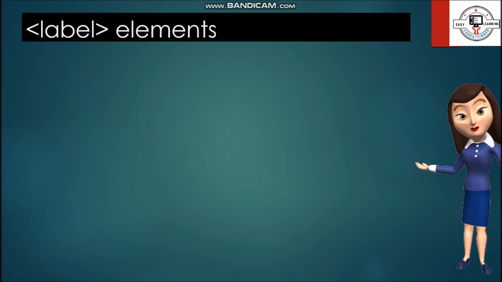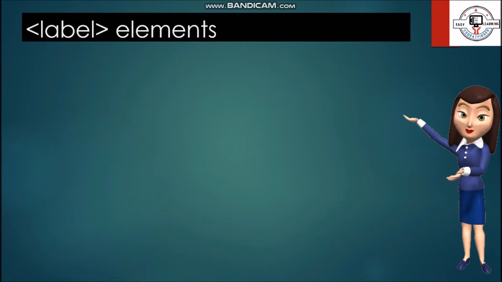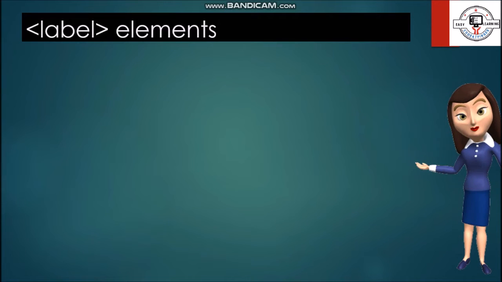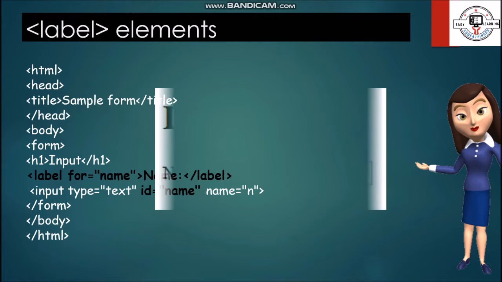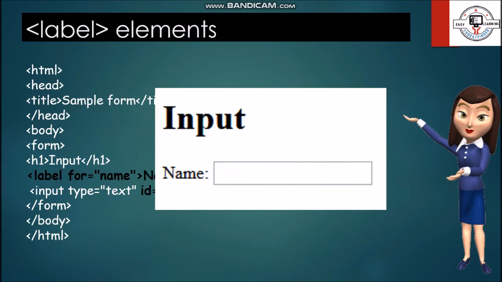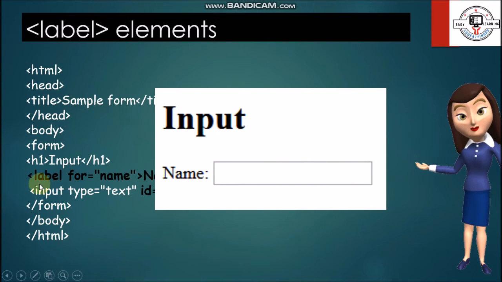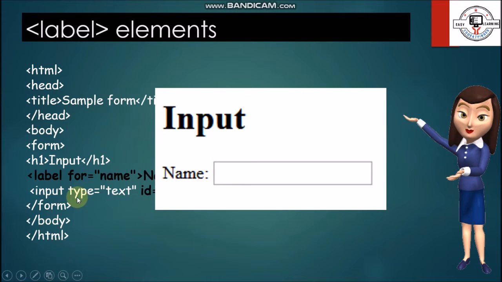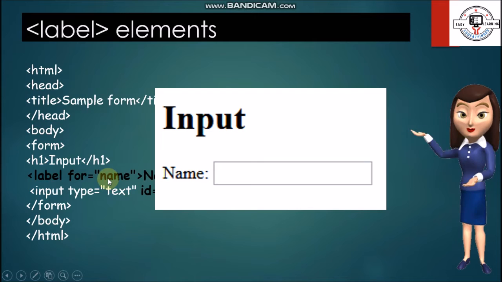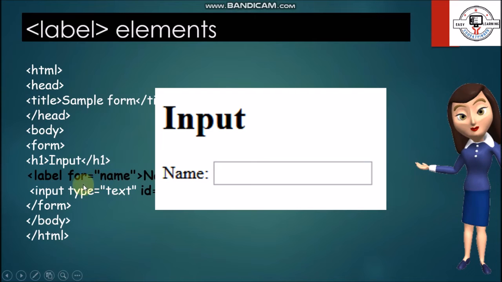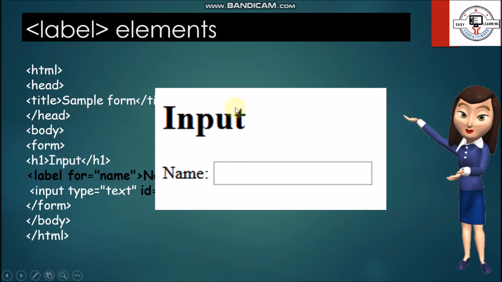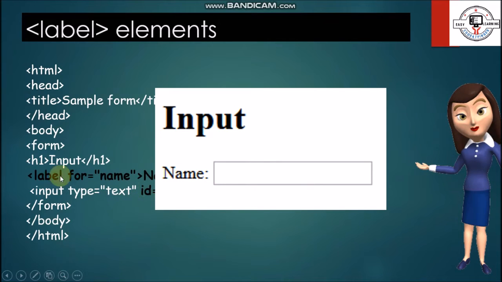Next, label. As we have taken the name label in the previous example, there can be multiple labels, so we can also define it with the help of a simple example. Let us see this. Now we can see I have taken the label and for, because here type is text and the ID will be the same as whatever we have taken in the for. So it will display like this. It means that this label is related to this ID.